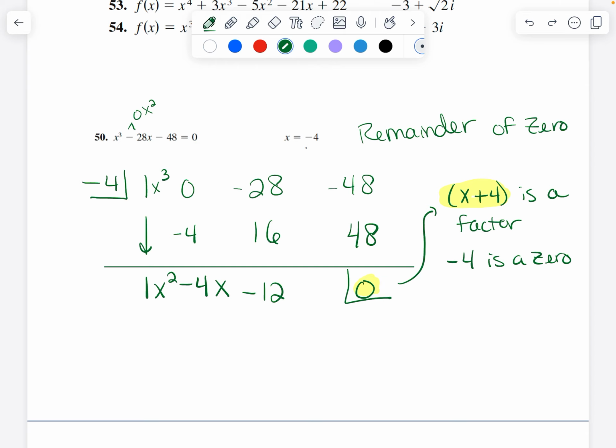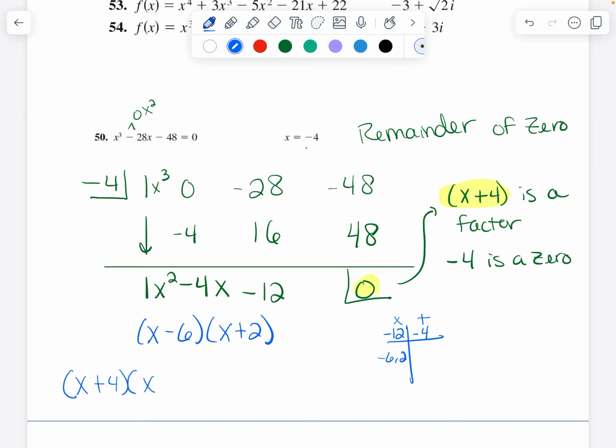So this is a quadratic, and I think it's factorable. I need to look for numbers that multiply to negative 12, that add to negative 4. That would be negative 6 and 2. So my remaining factors are x minus 6 and x plus 2. So my fully factored polynomial is x plus 4 times x minus 6 times x plus 2.